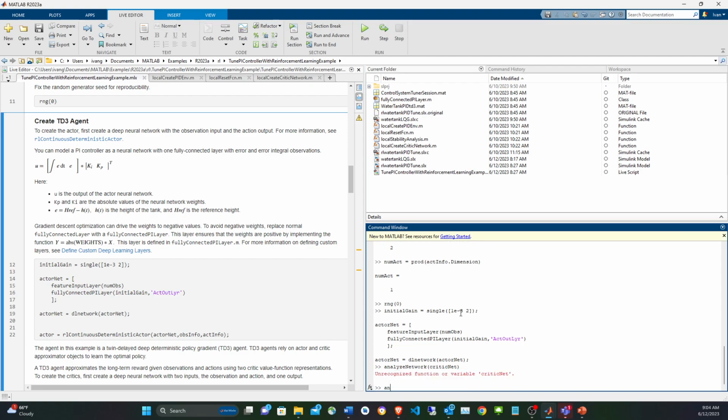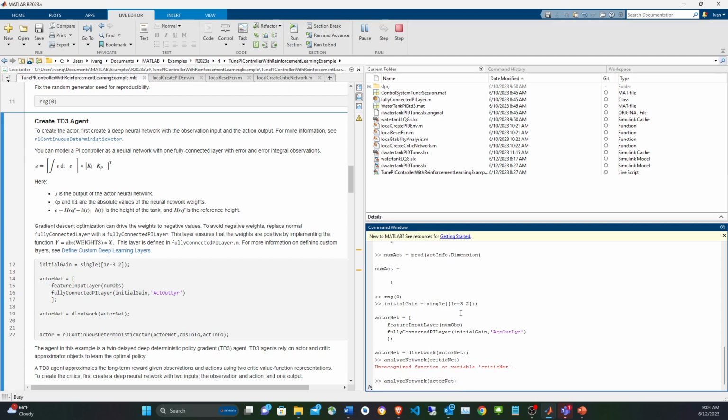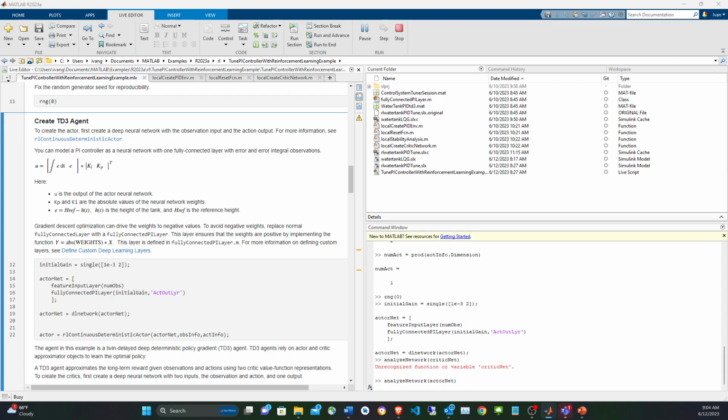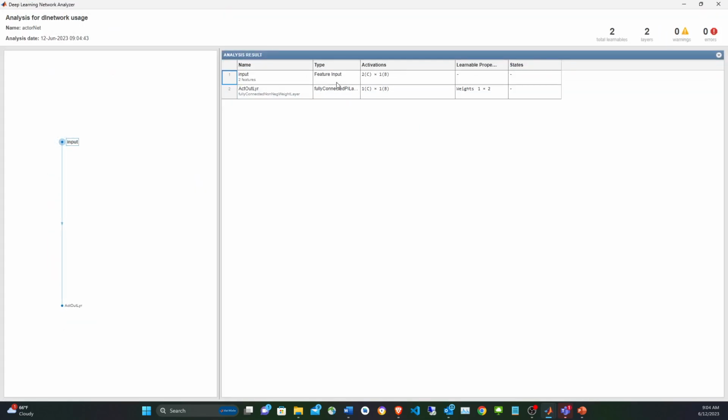Actually, it was the actor, not the critic. So we can see that the input is the observations, and the output is going to be the flow. It's very simple, and this is by design. The reason is that, if you notice, the PI controller is a block that has two parameters, the proportional gain and the integral gain. So these weights in this network are going to simulate the PI controller.